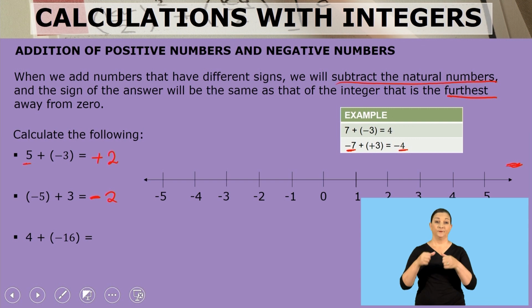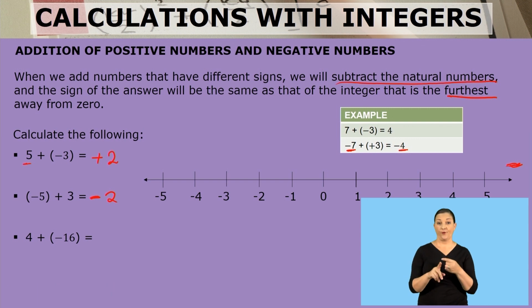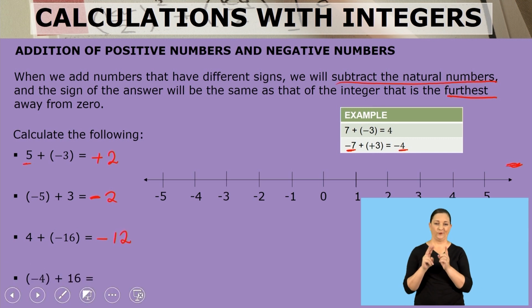The same there with a positive 4 plus a negative 16. Which one is furthest away? That is going to be the negative. So my answer is going to be negative, and I'm just going to say 16 minus 4, and that is going to give me 12. So my answer is going to be a negative 12.